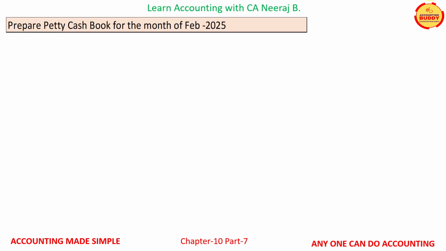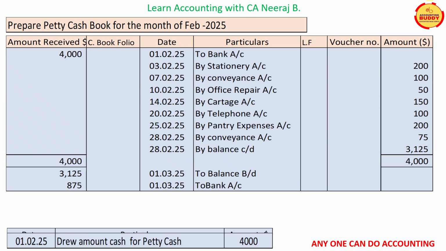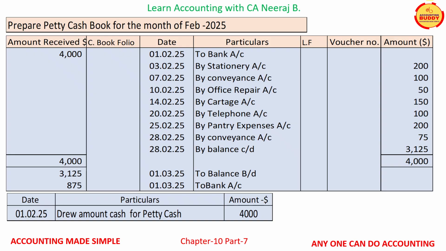Let us understand in detail how the transactions are recorded in a petty cash book. Petty cash book for the month of, say, February 25 of a business is displayed on your screen. On 1st of February 25, business withdrew an amount of $4,000 for petty cash. This transaction of $4,000 will be recorded in the amount received column on 1st of February 25 by writing the words "to bank account" in the particulars column.